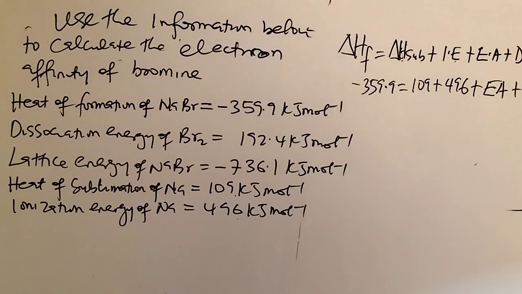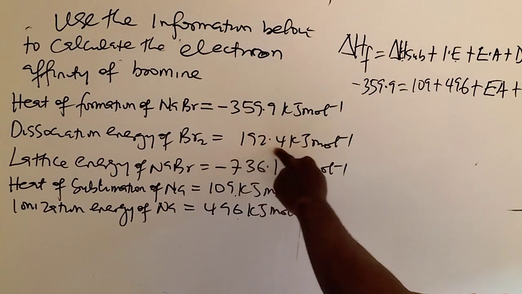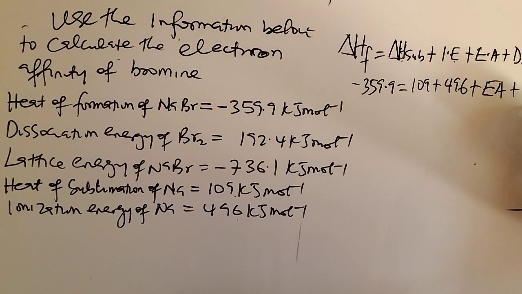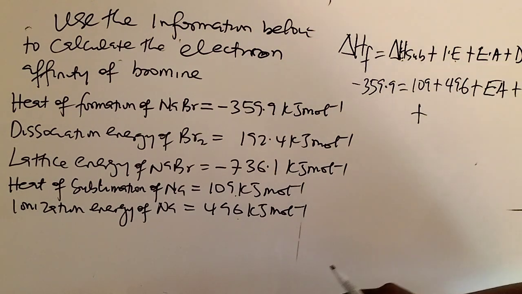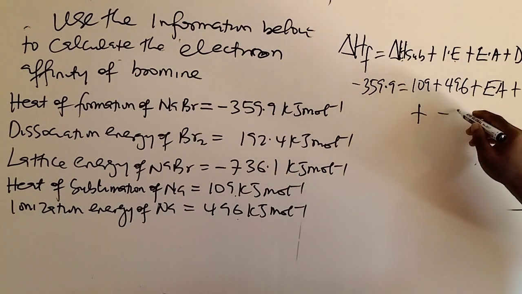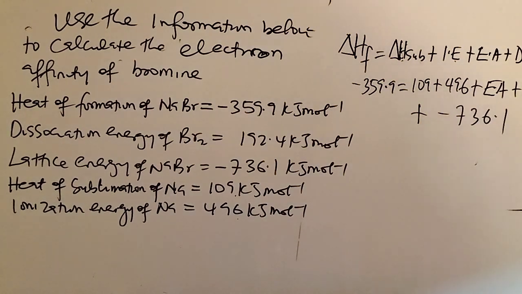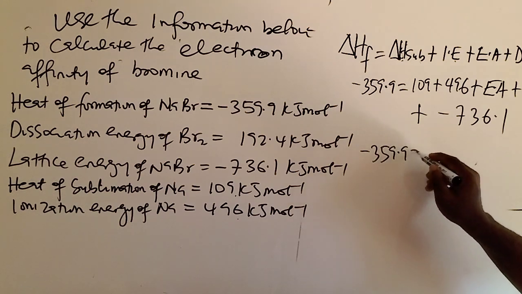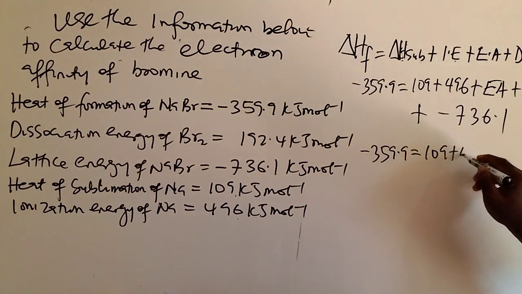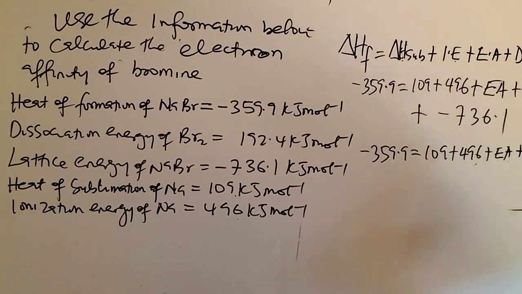Then the dissociation energy, remember that is a molecule. So we'll divide this by 2 as I did before. We'll find half of the energy given to you, that is 192.4. Then the lattice energy is given to you as minus 736.1 kilojoule per mole. So when we solve, we now have minus 359.9 equal to 109 plus 496 plus EA plus half of the dissociation energy.